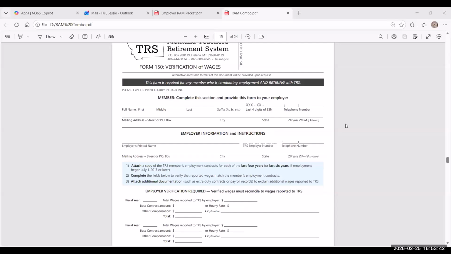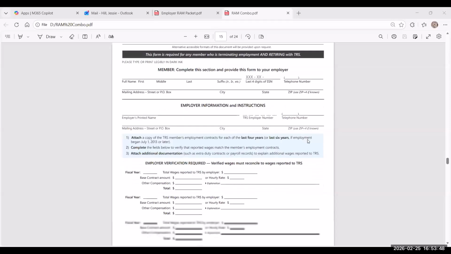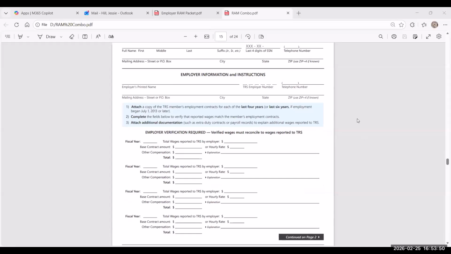And so, of course, hopefully the member is filling out the member information, and then you're going to fill out the employer information. And in the instructions, it does say that we require a copy of all the contracts for the last 4 years, and the last 6 years if the member began after July 1st.